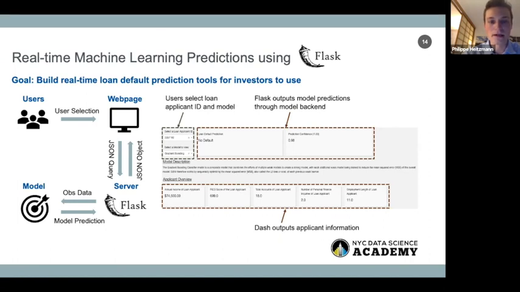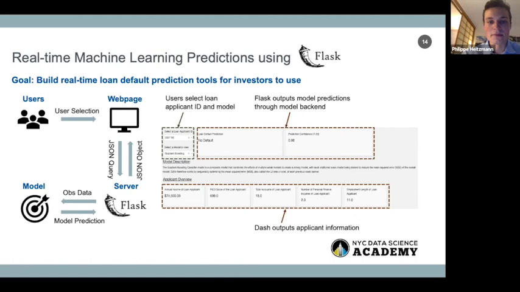which will be displayed to the user. So I encourage everyone after this talk to go back to the website and play around with those toggles. Essentially, the webpage that we built allows a user to select a loan applicant ID and then see in real time what the selected model is predicting, and how confident the model is in that prediction.